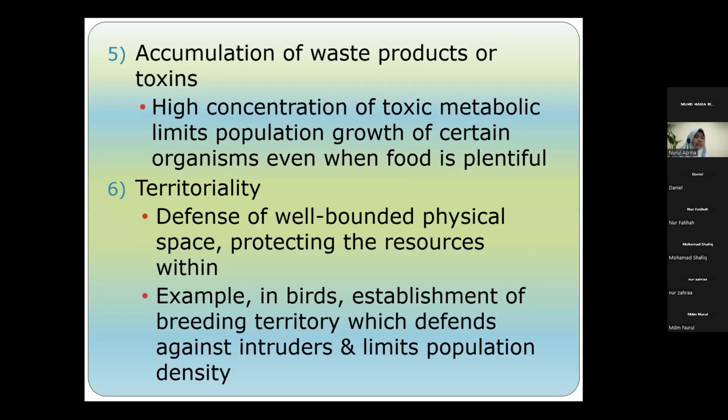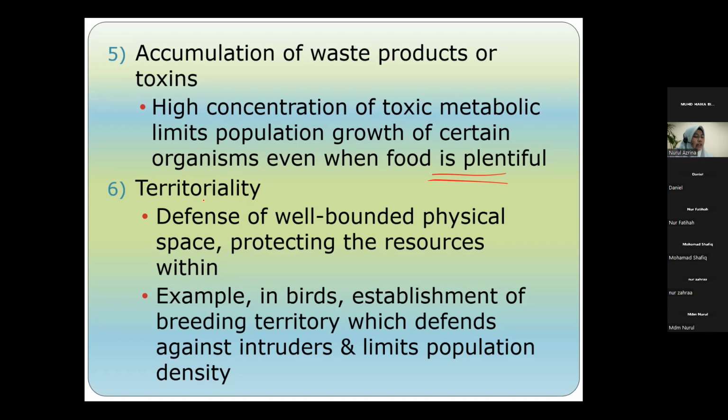Okay, next. Accumulation of waste product and toxin. High concentration of toxic metabolites limits population growth of certain organisms even when food is plentiful. So high density population usually will produce a lot of waste. Kita tengok je slum area, sampah merata-rata. So accumulation of waste and toxin, right, can limit population growth.